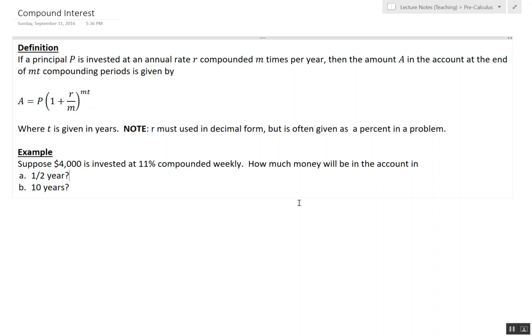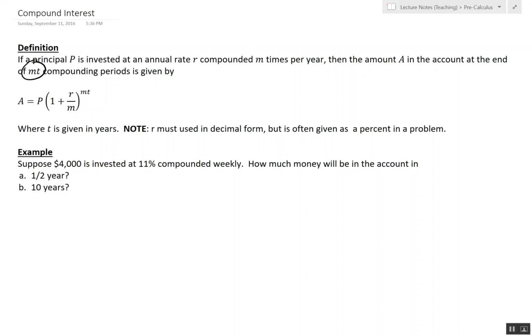We are now going to do a video on compound interest. The definition here is on the screen. We are going to start off with this principal, the initial amount invested. We're going to invest it at some annual rate, and the interest is going to be added m times per year. And then we want to know how much we're going to have after a certain amount of compounding periods.